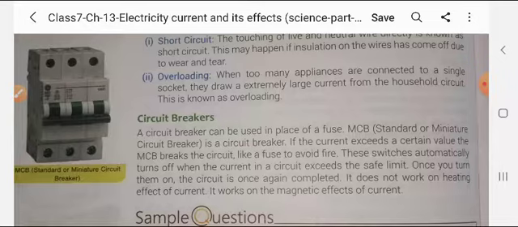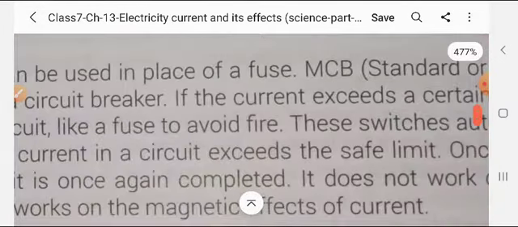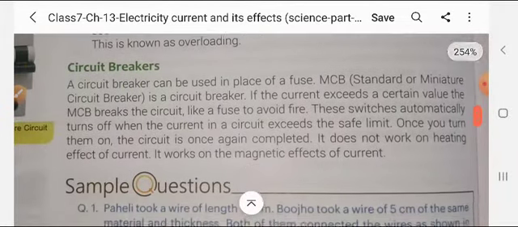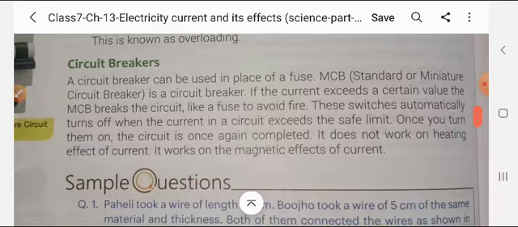The full form of MCB is miniature circuit breaker. M for miniature, C for circuit, B for breaker. A circuit breaker can be used in a place. An MCB, or miniature circuit breaker, is a circuit breaker that trips if the current exceeds a certain value.